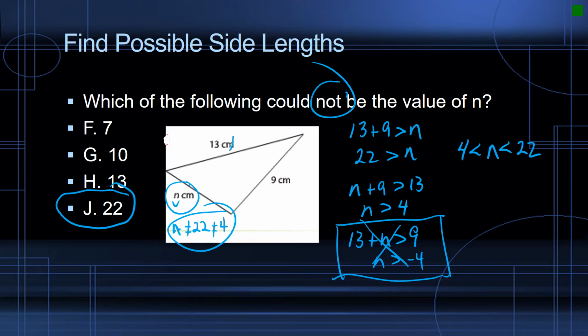Now, you may see it written another way. It could say, which of the following would have to be less than the least possible measure of the variable. Now, we don't have any multiple choice, but let's say it was 3. Well, n's got to be greater than 4, so 3 would be unacceptable.